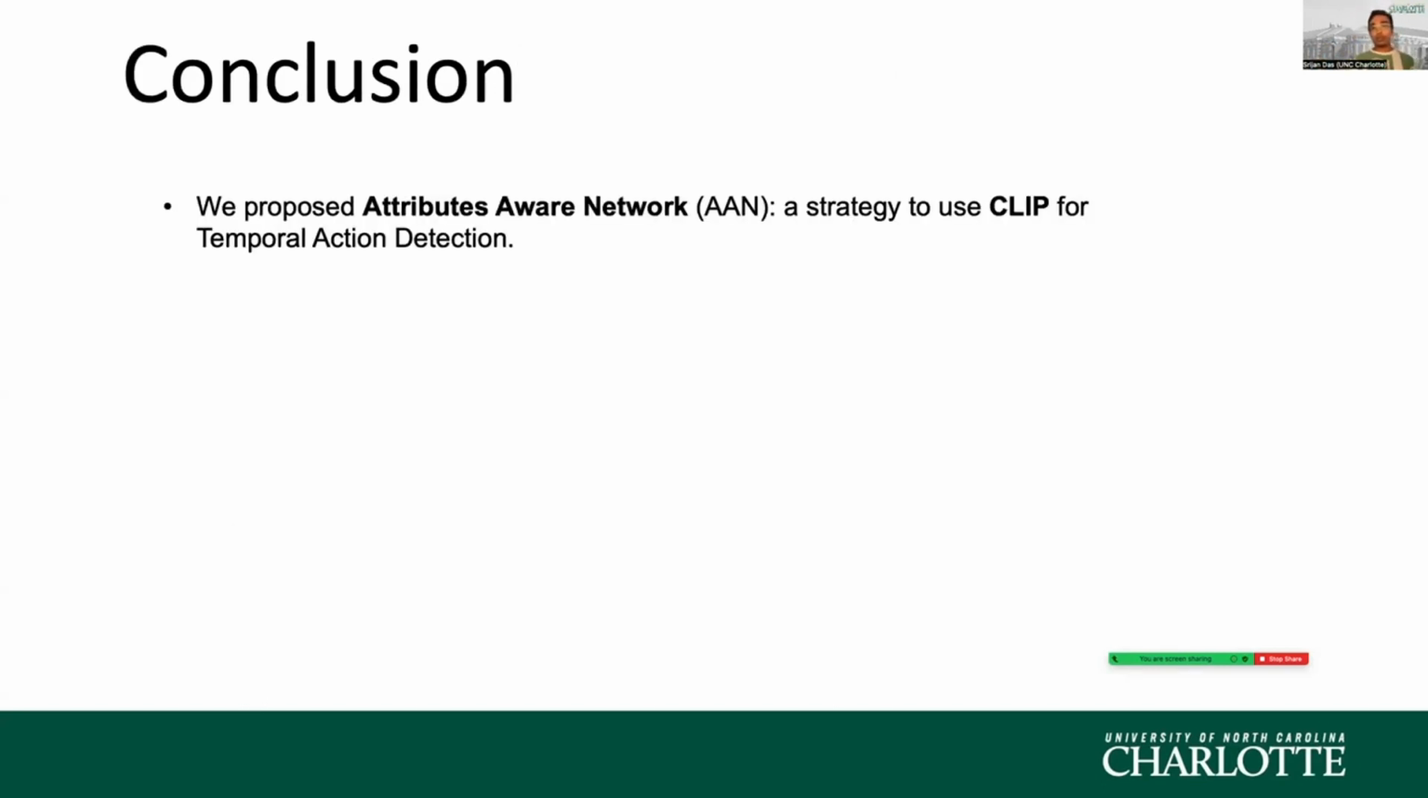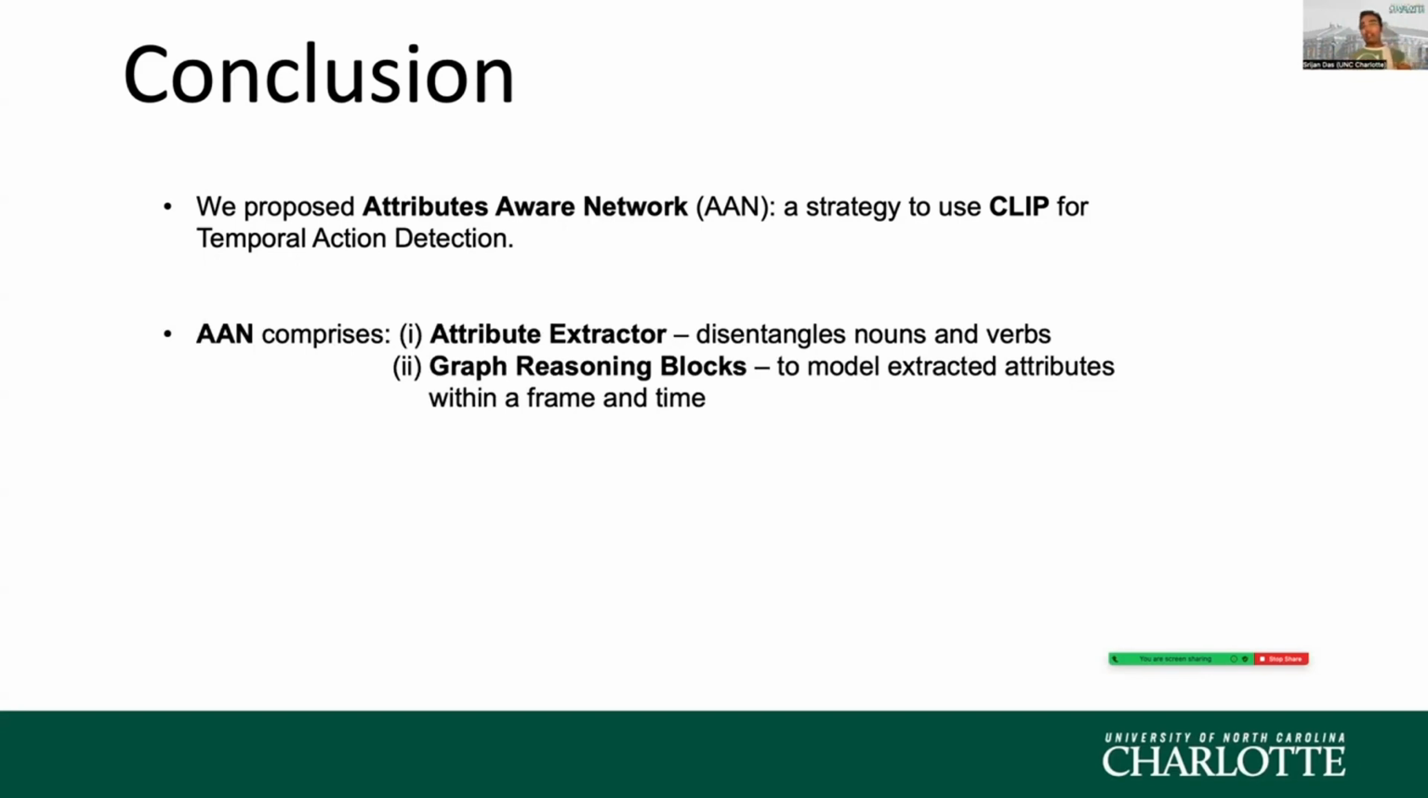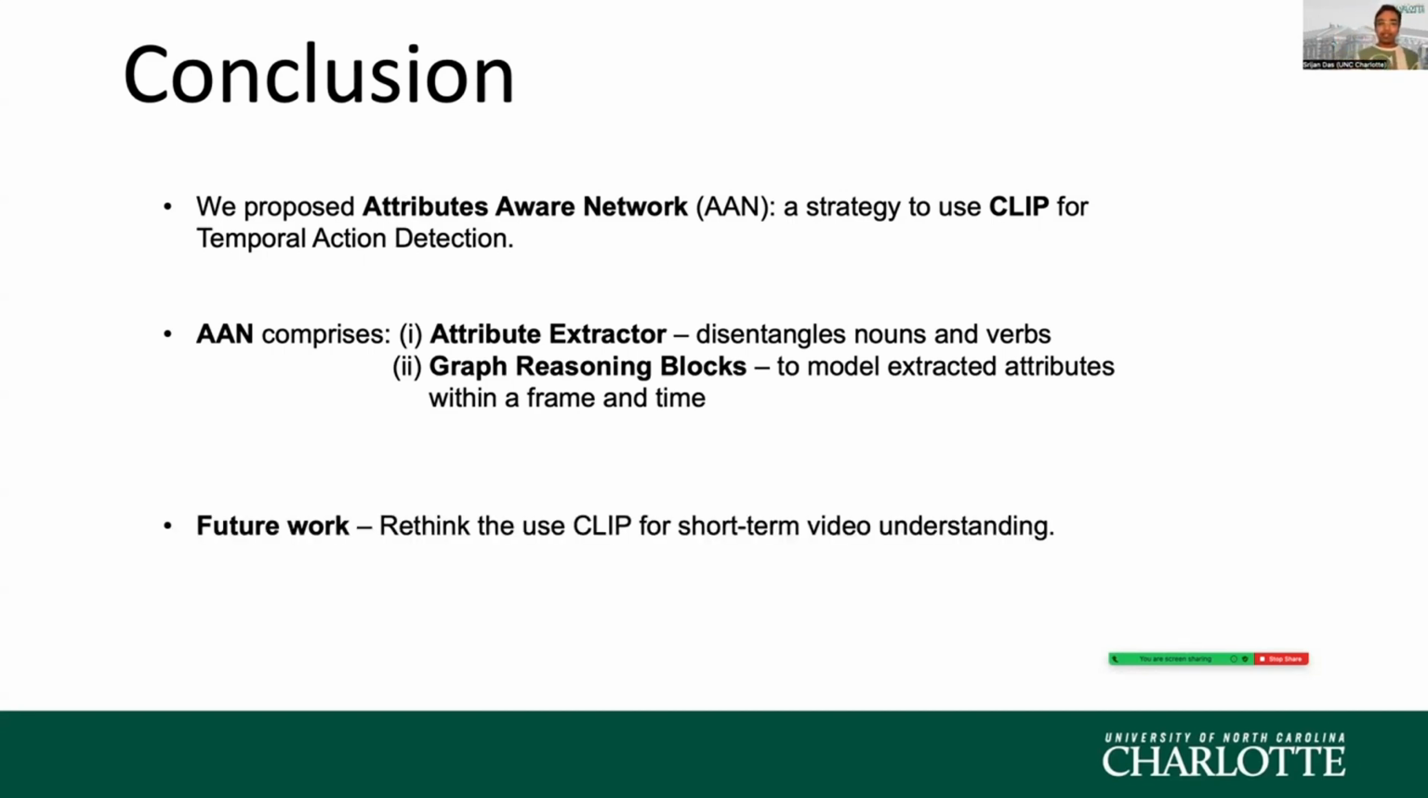So to conclude, we proposed Attributes-Aware Network. It is a strategy to use CLIP for temporal action detection. AAN primarily comprises a frozen CLIP encoder, along with these two new modules: the attribute extractor, which disentangles the nouns and verbs from the unified CLIP representation, and graph reasoning blocks to model the extracted attributes within the frame and across time. In future, we should rethink the use of CLIP for short-term video understanding. Thank you.